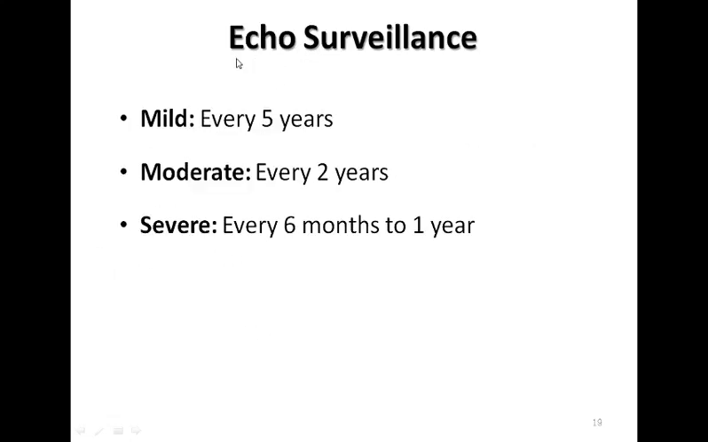When you follow up a patient with aortic stenosis with echo: if mild aortic stenosis, every 5 years you have to do a follow-up echo. Moderate aortic stenosis, every 2 years you have to repeat the echo. And severe aortic stenosis, every 6 months to 1 year you have to repeat the echo and see the progression of aortic stenosis.